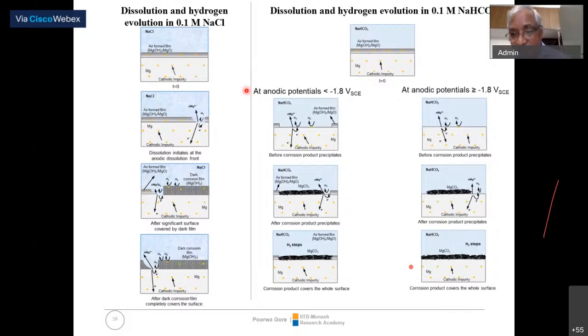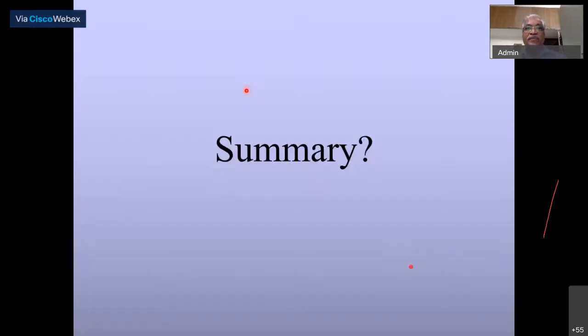So, in summary, what I'm trying to say here is simple. I mean, there's no specific summary I want to make here. What I am trying to look at here is the perspective: how will you carry out an experiment? What are the things required in order to understand an electrochemical reaction? These are the factors that you should be considering when you do an electrochemical test.